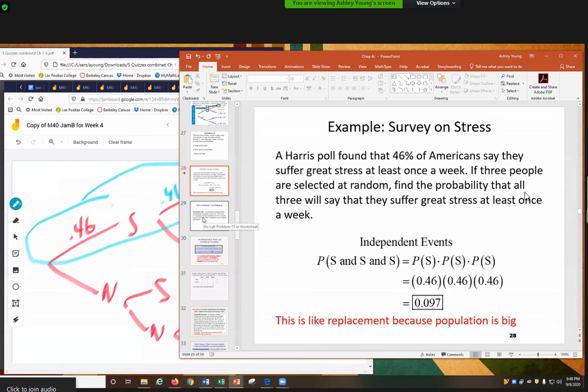Is that unusual? Is 0.097 unusual? 9.7%? What's our guideline for unusual again, guys? 5%. 5% or less. Right, 5% or less is unusual. If something is 5% or less likely to happen, it's unusual. Is this unusual? No, it's not. It's more than 5%.